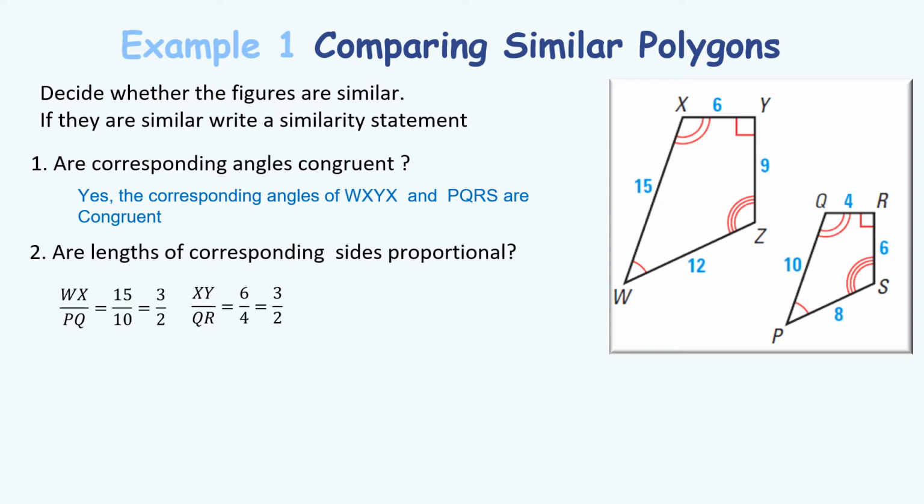Let's see if we can continue. We need to find 4 ratios. Why 4 ratios? Because we have figures with 4 sides. So let's continue with the corresponding sides. Let's compare the corresponding sides.